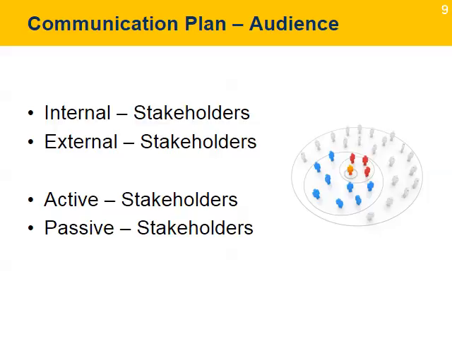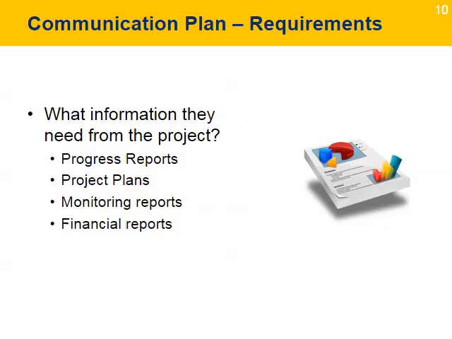Active stakeholders are those that demand information from the project. For example, the donor requires progress reports. Passive stakeholders are those the project considers will need information. For example, the public, to stay informed about the project objectives. This list is the audience for all project communications.